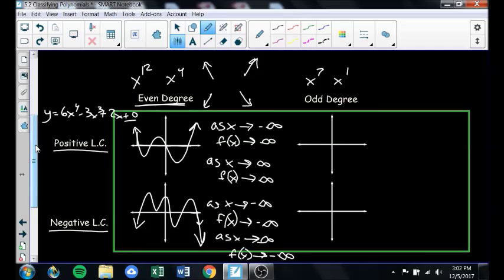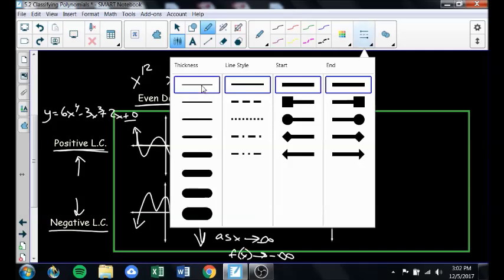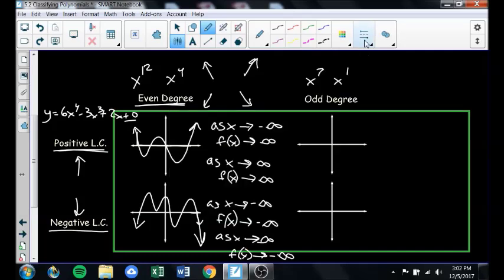Even degreed functions point the same direction. If the leading coefficient is positive, they go up. If it's negative, they go down. Odd degreed functions don't point the same direction. In fact, they'll always point in an opposite direction. They'll point up and then down, or they'll point down and then up. They point in opposite directions.